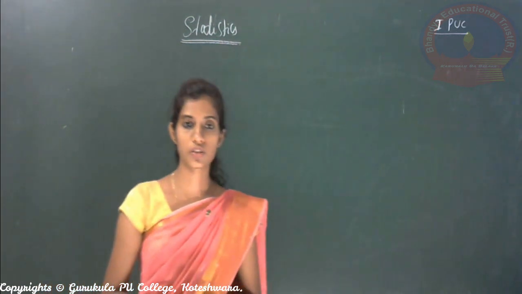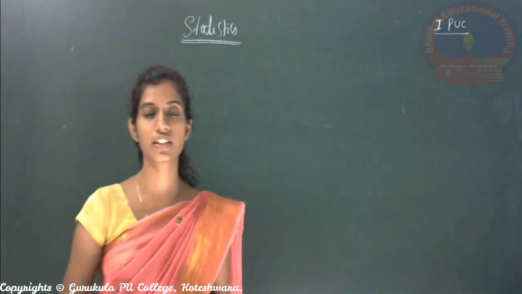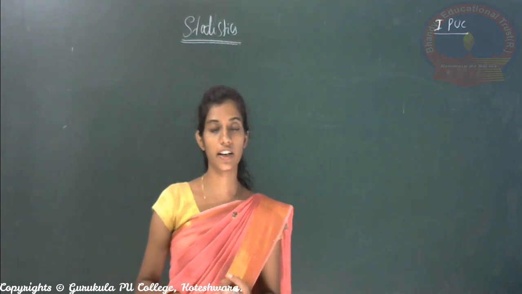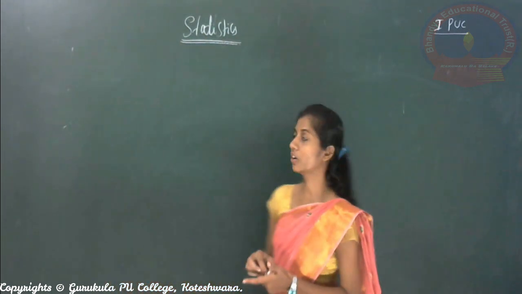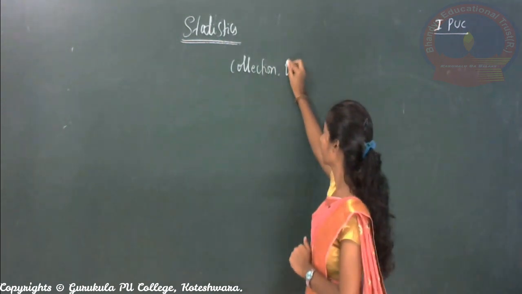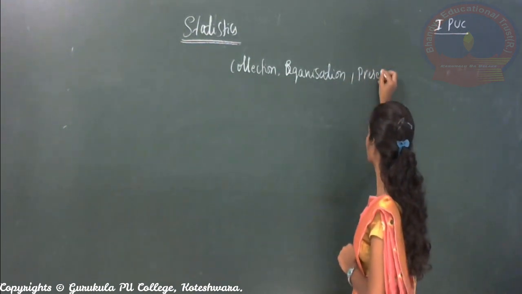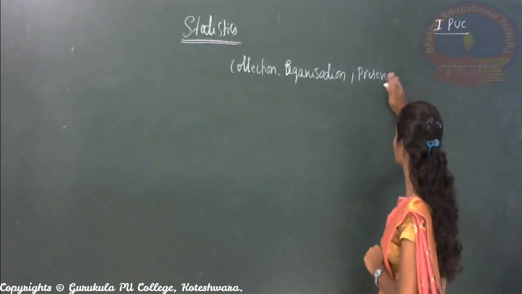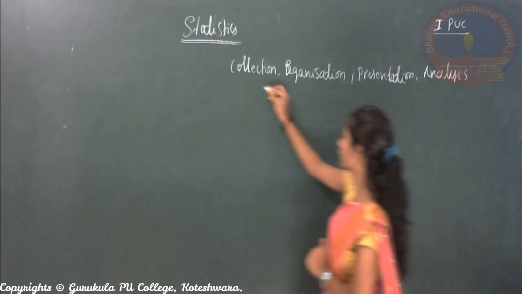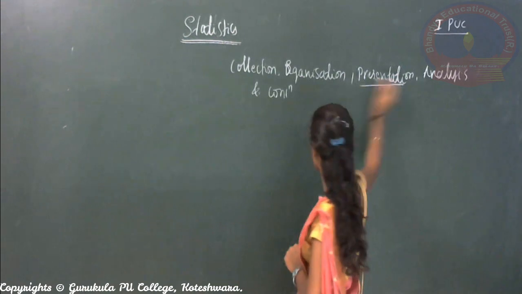Try to recall, students, the definition of statistics. What it says: it is the branch of science which deals with collection, organization, presentation, analysis and interpretation of numerical data. Here, collection, organization, presentation, analysis and interpretation, or giving the conclusion part, of the numerical data. So this is the third step.